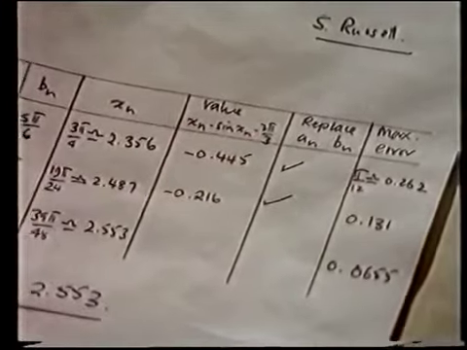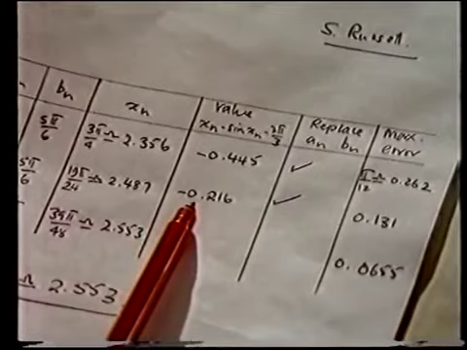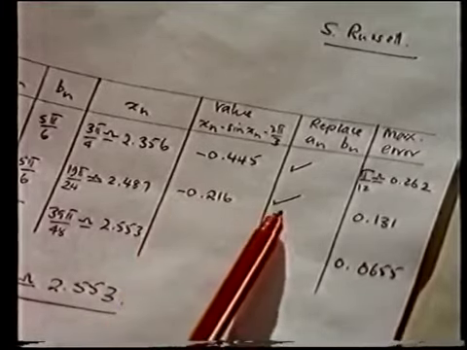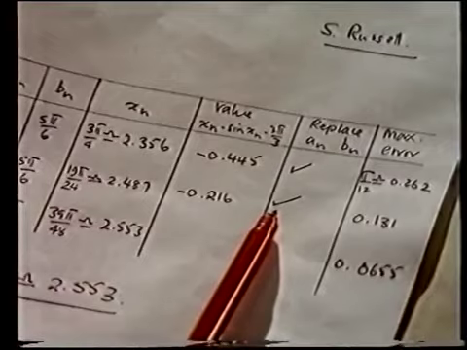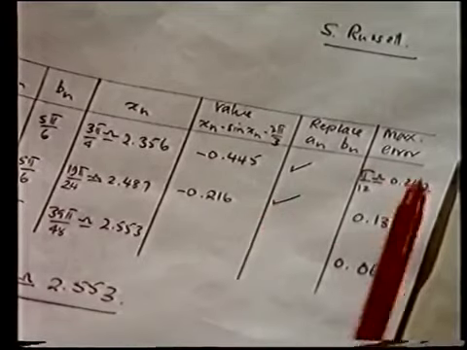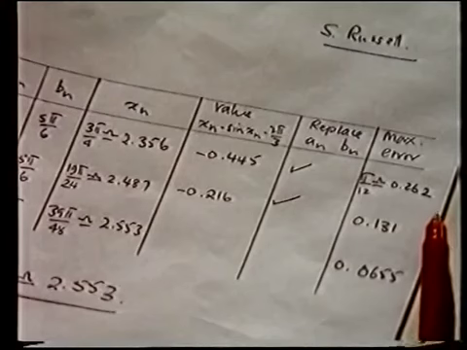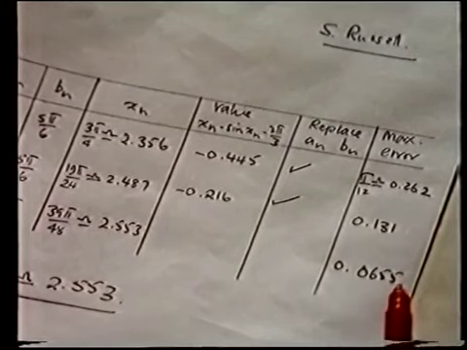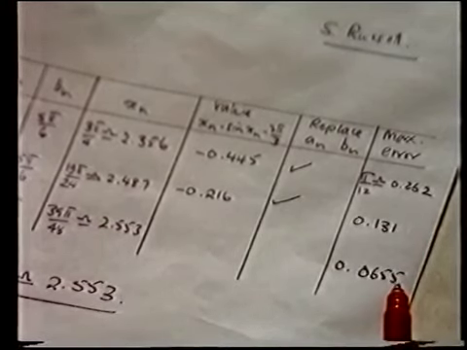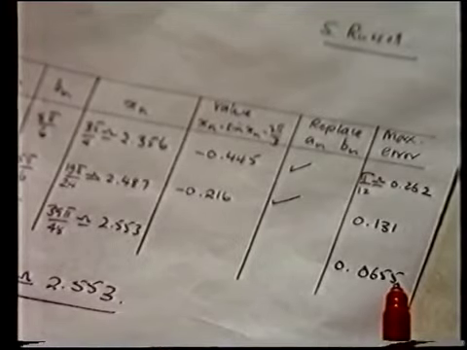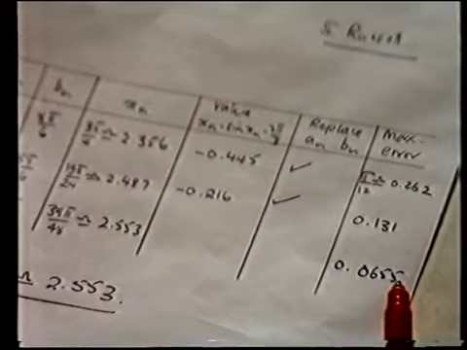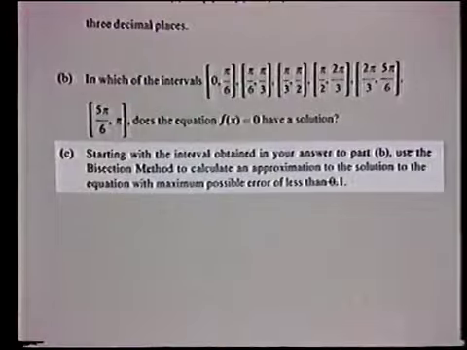Once again, our approximation is the midpoint of the interval. The function turns out to be negative again. So once again, xn is to replace an. Now at the same time, he's keeping a running check of the maximum possible error. He sees that after doing 2 cycles, he has a maximum possible error of 0.0655. Now, that's better than we were looking for, because the question asked for 0.1.